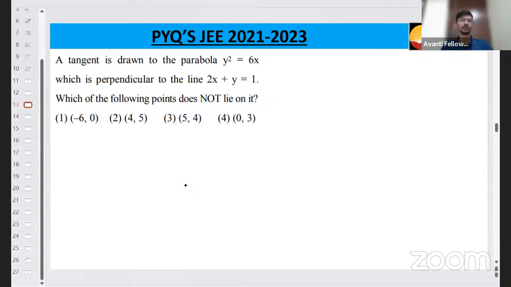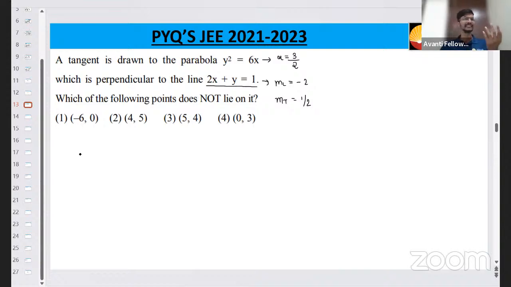A tangent is drawn to the parabola y square equals 6x, which is perpendicular to the line. Which of the following points does not lie on it? So this is a very simple question, guys. y square equals 6x. That means if we compare with y square equals 4ax, I'll get a as 6 by 4, which is 3 by 2. So the tangent is perpendicular to this line. The slope of this line is minus 2. So the slope of the tangent will be 1 by 2.